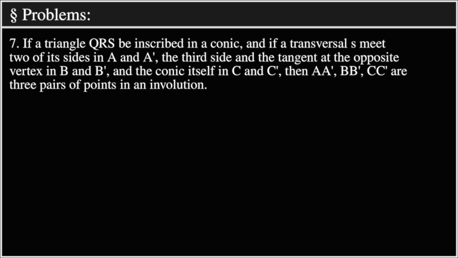7. If a triangle QRS be inscribed in a conic, and if a transversal meet two of its sides in A and A', the third side and the tangent at the opposite vertex in B and B', and the conic itself in C and C', then AA', BB', CC' are three pairs of points in an involution.